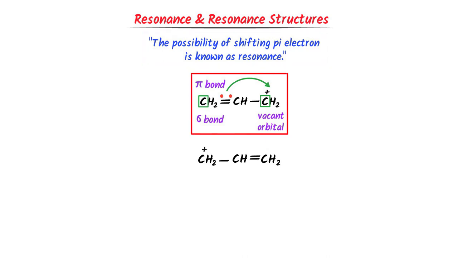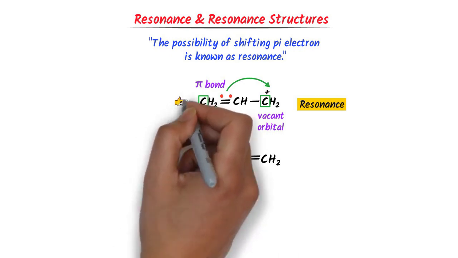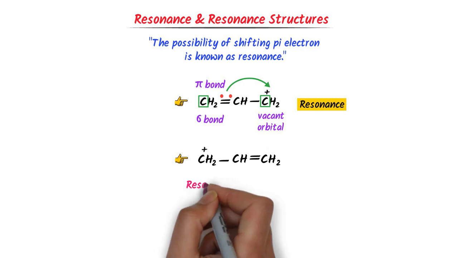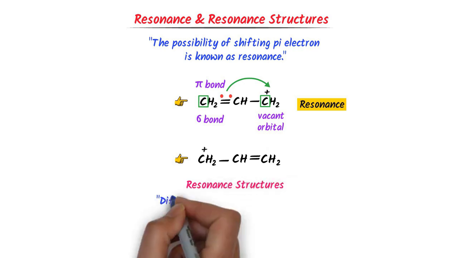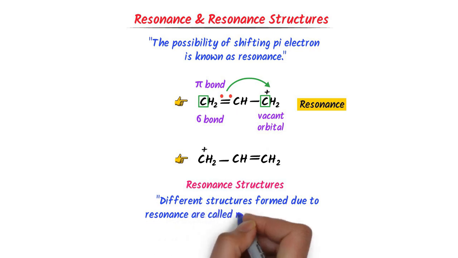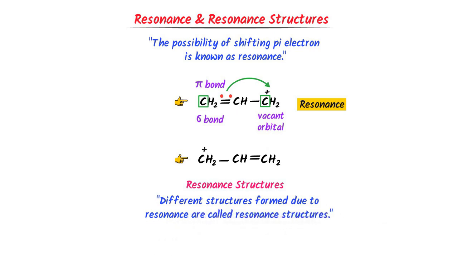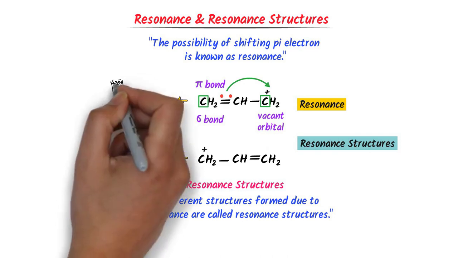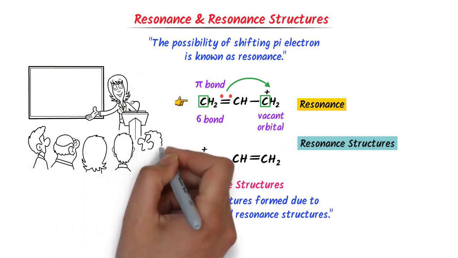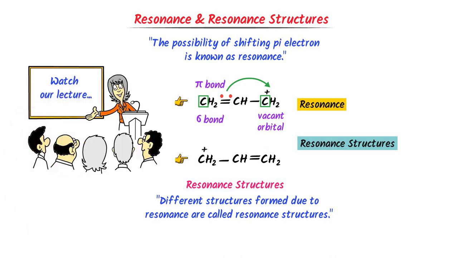Here, in this molecule, pi electrons shifted, we say that resonance is happening here. Due to resonance, we get these two different structures of the same molecule. Thus, we define resonance structures as different structures formed due to resonance are called resonance structures. So, we say that these two structures are called resonance structures or resonating structures. If you want to learn more about resonance structures, watch our lecture and its link is given in the description. Therefore, remember that resonance is the possibility of shifting pi electrons.